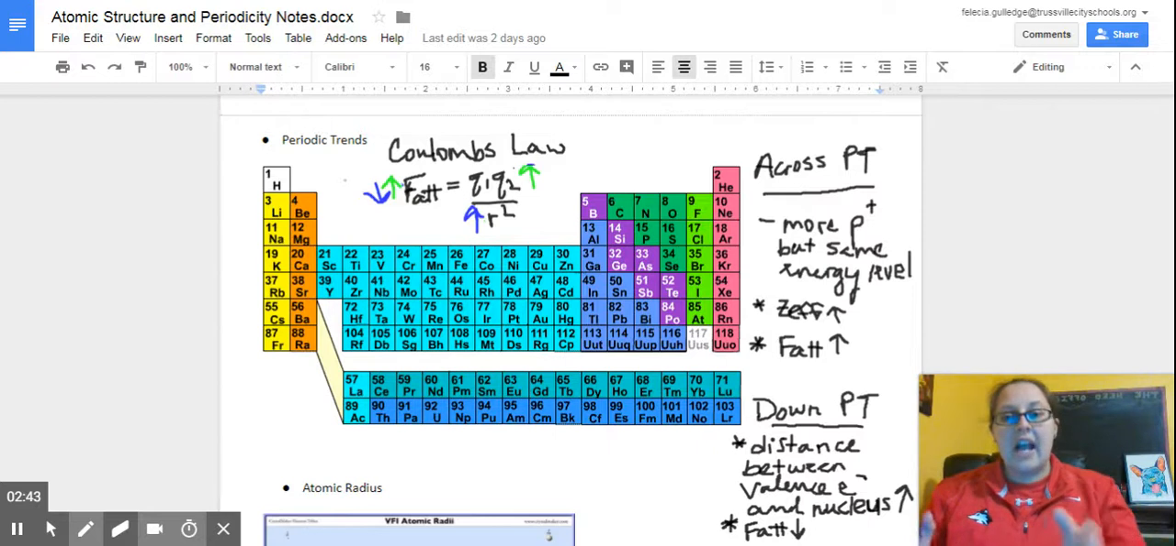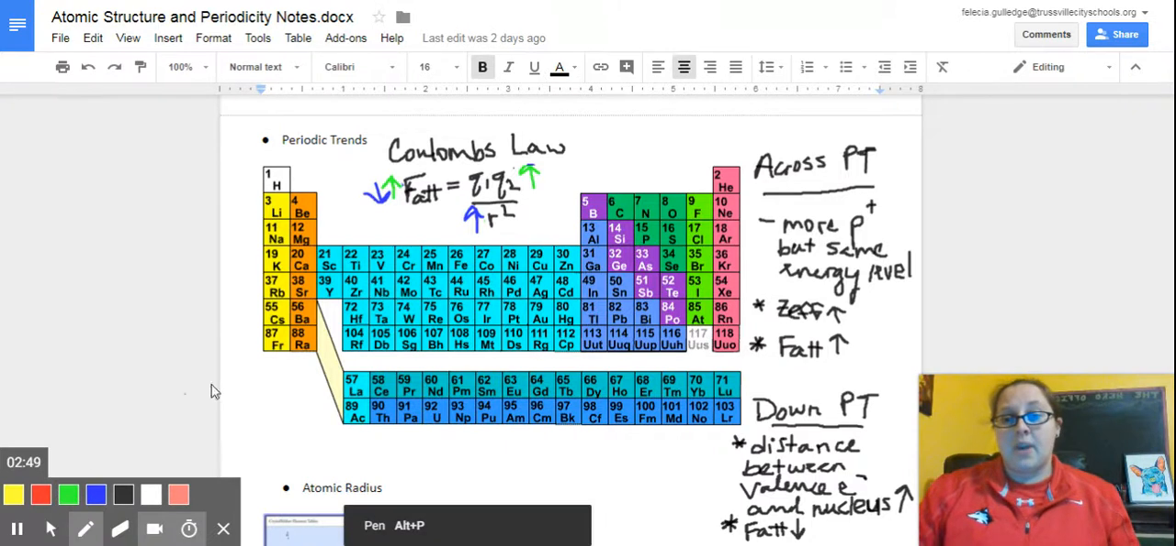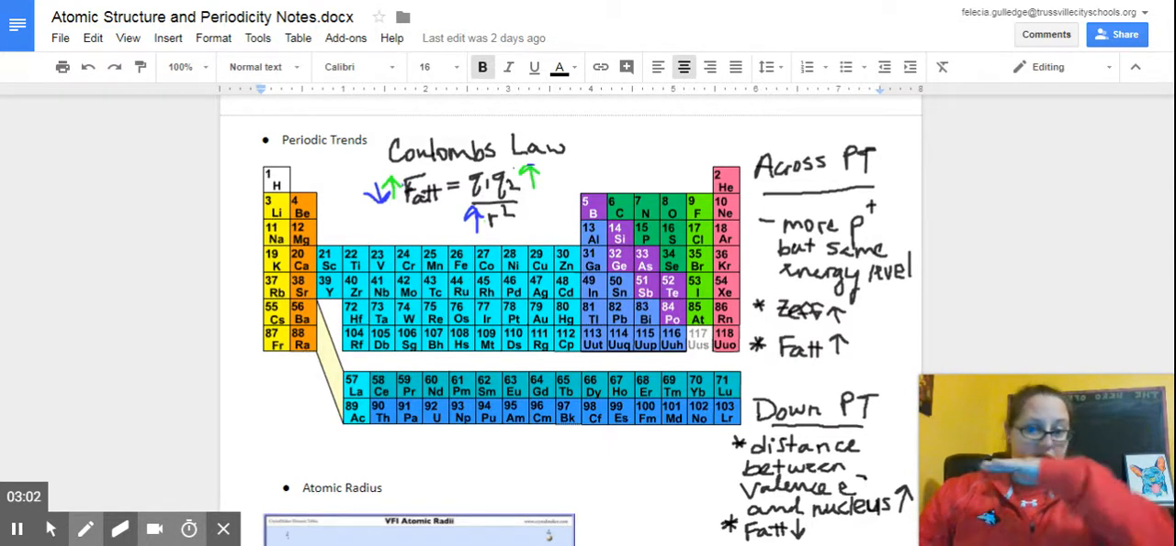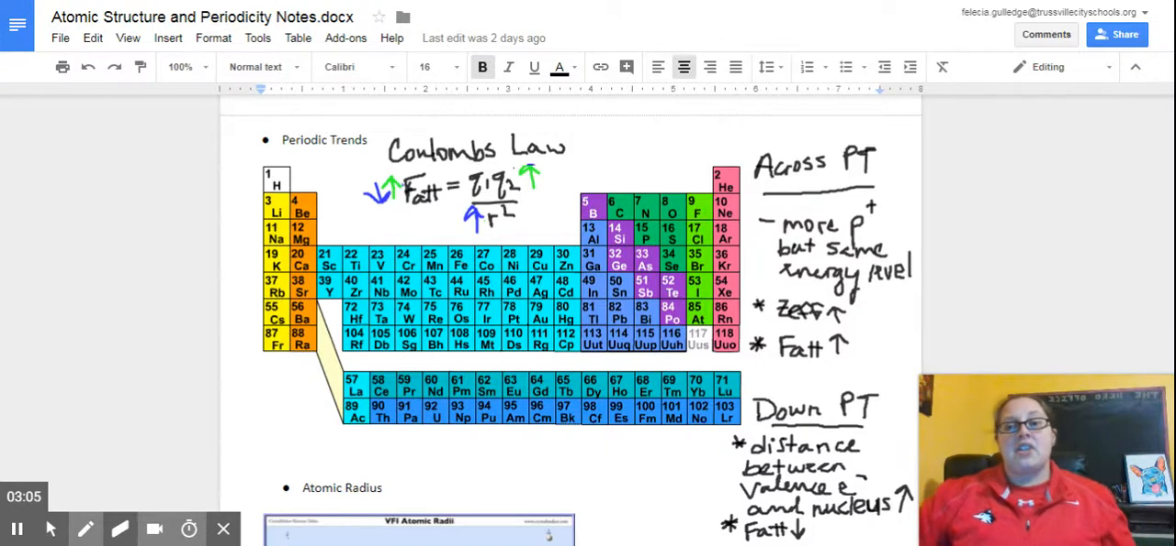So how does Coulomb's law translate to the periodic table? Anytime I'm moving across the periodic table, so let's say I'm going from hydrogen to helium, or from lithium to oxygen, going across the periodic table only, not diagonal, just across, you have the same energy levels. So this distance is staying the same. The distance we're talking about here is the distance from your valence electrons, meaning outermost electrons, to your nucleus, which is positively charged.